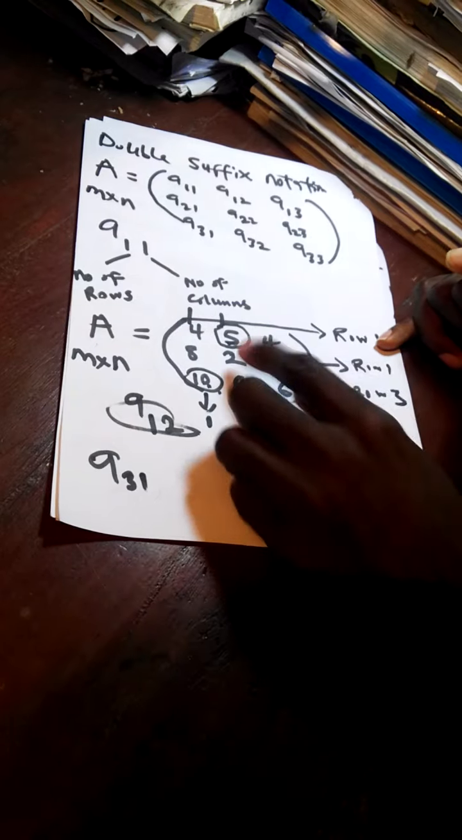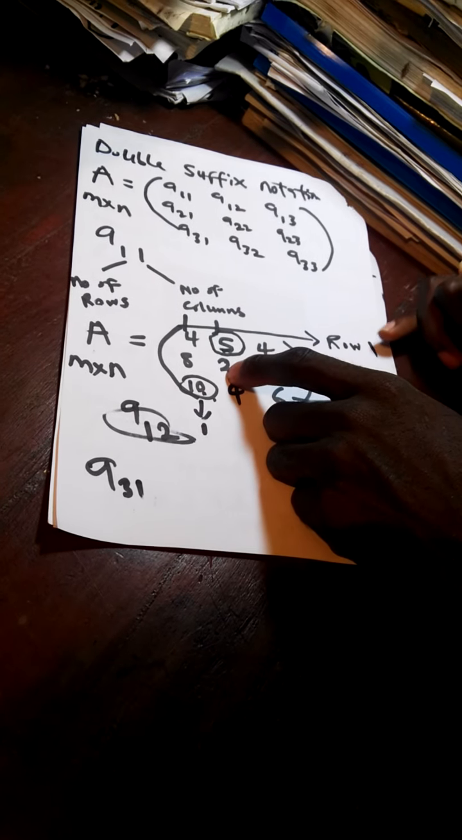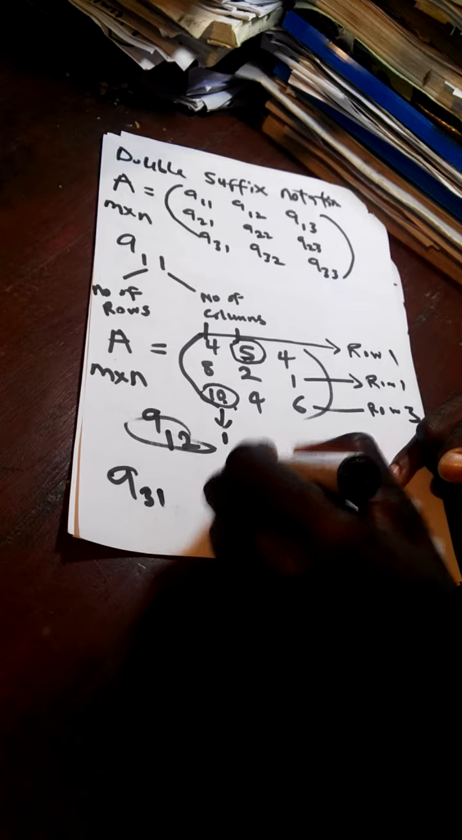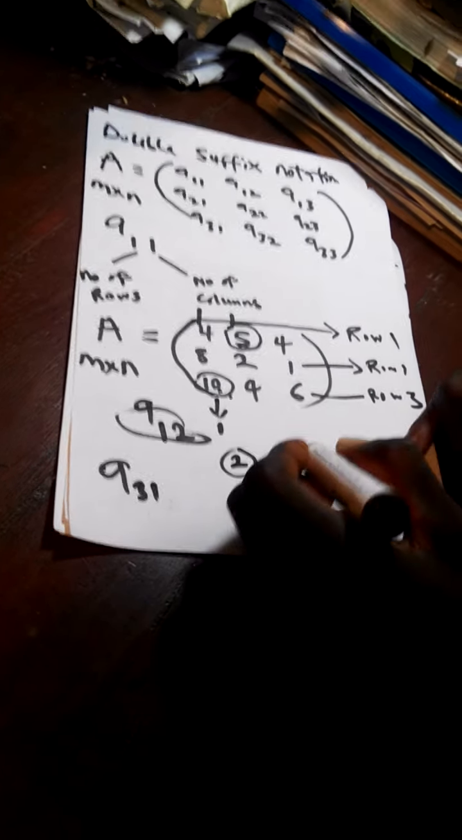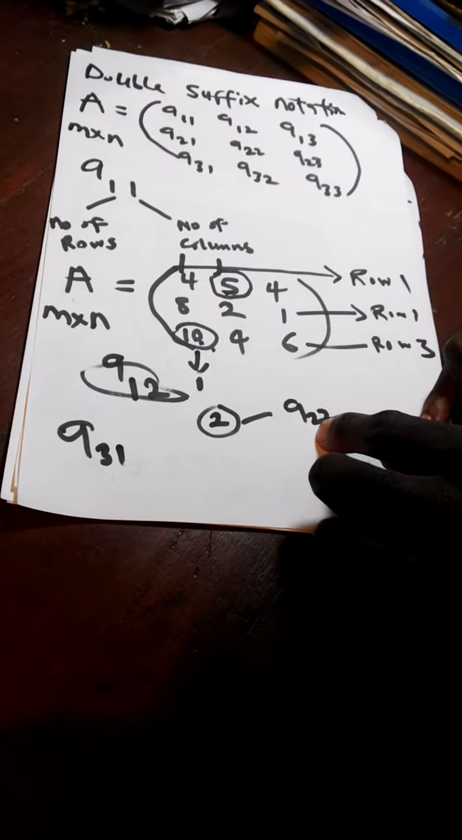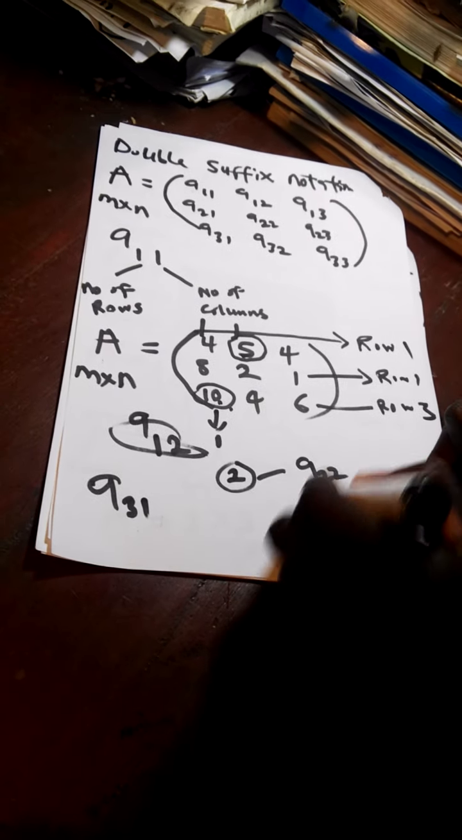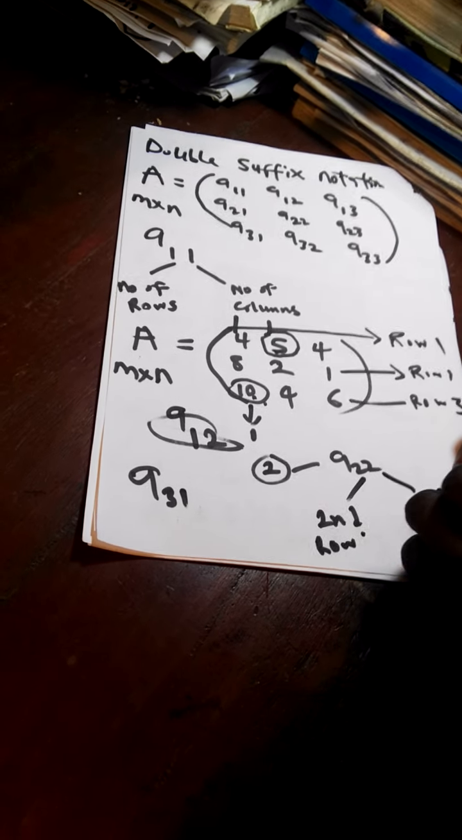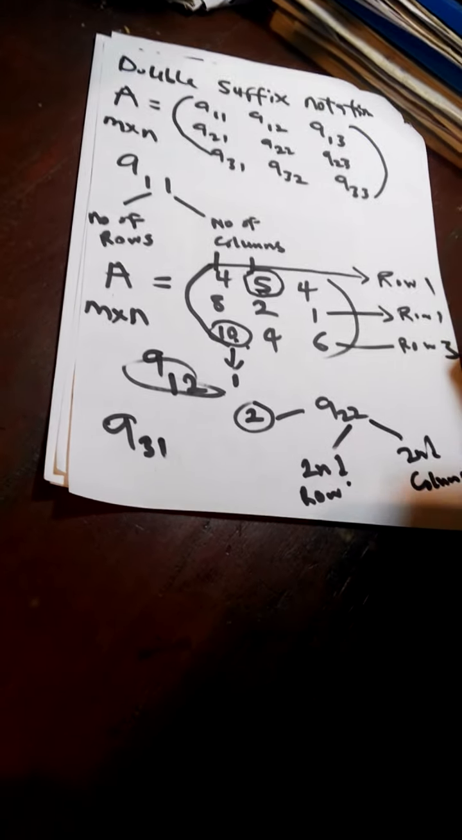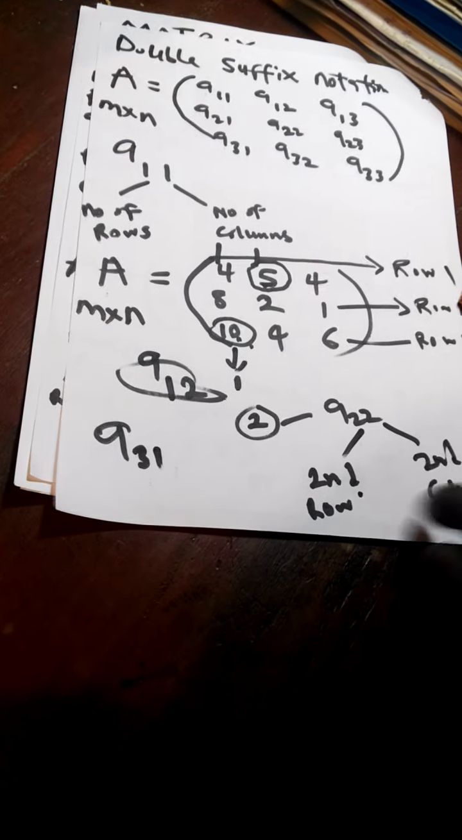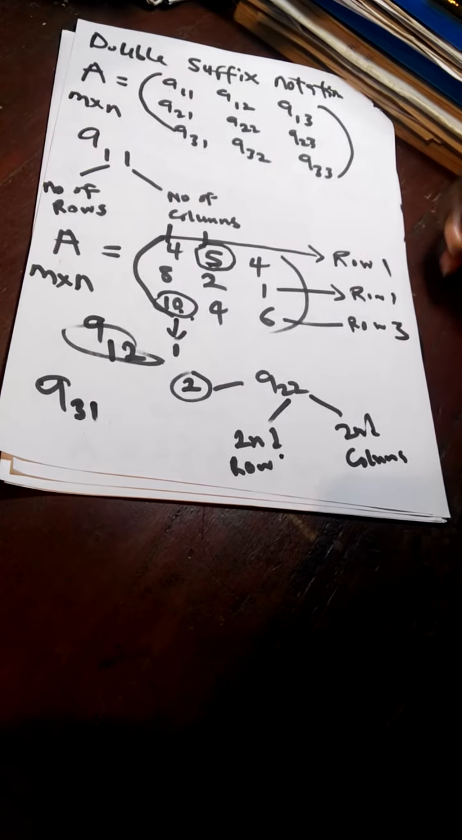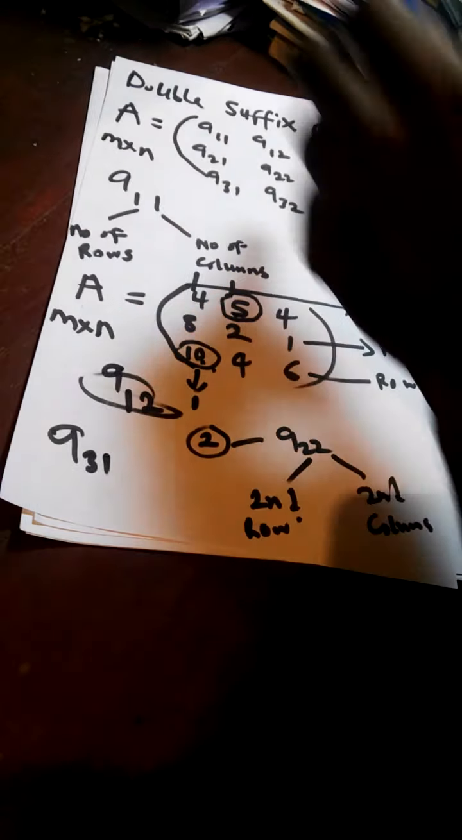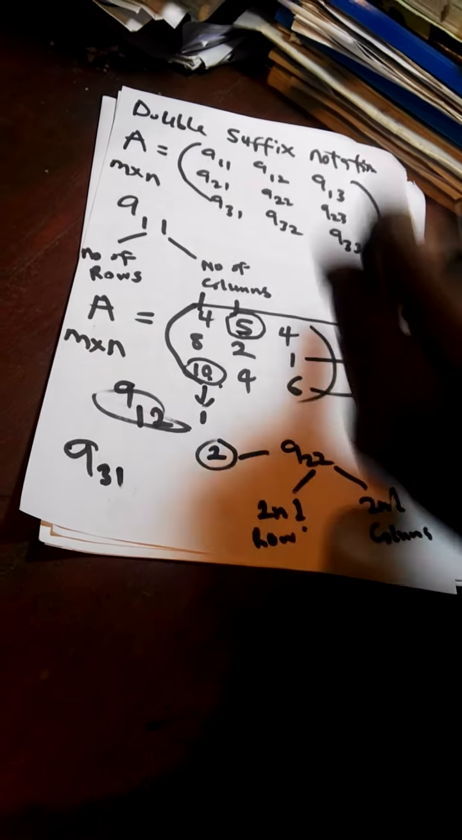Now, if you do the others correctly, the positioning of 2 is A22. A22 means second row, second column. Row 1, row 2, 2 is in row 2; column 1, column 2, 2 is in column 2. So that is how this double suffix notation works. And they are actually of the same order, like I said before.